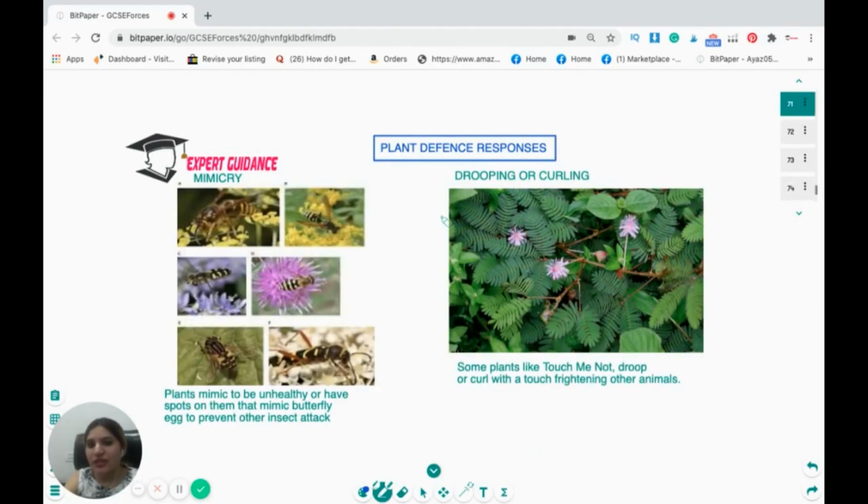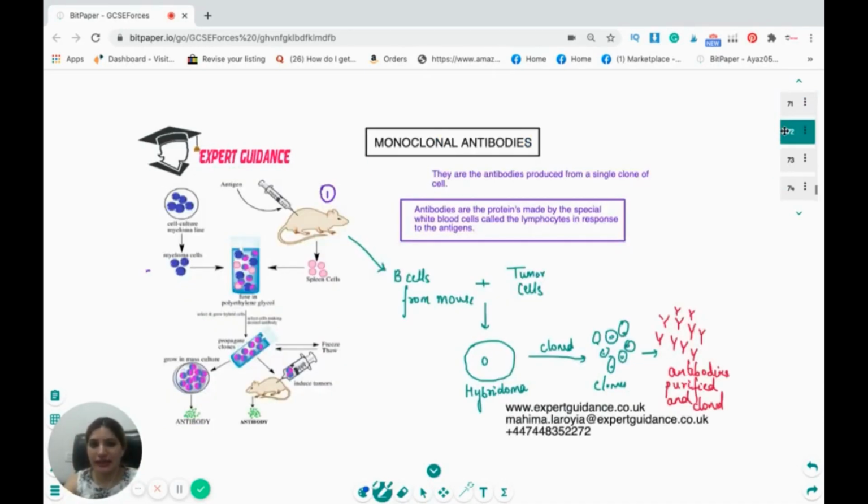Some other plant defense responses are that they droop or curl, like the touch-me-not plant. They droop or curl with a touch, frightening other animals. And some plants show mimicry. They mimic being unhealthy, or they have spots like butterflies on them, so they prevent insect attack. Okay, so I hope the plant and animal defense responses are clear to you.